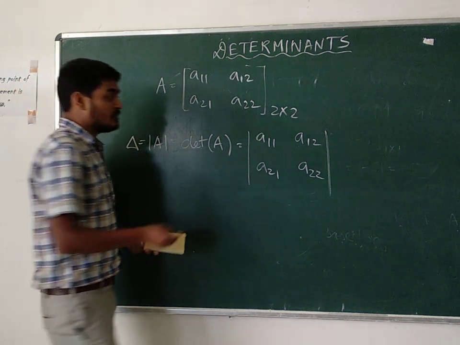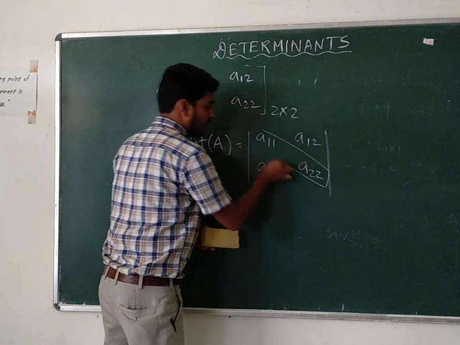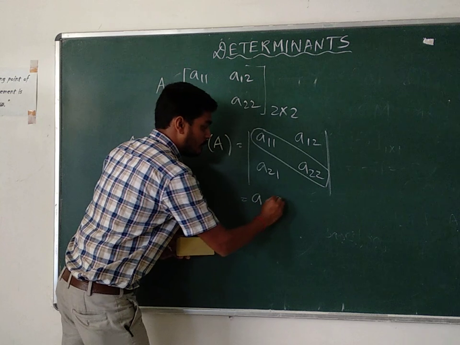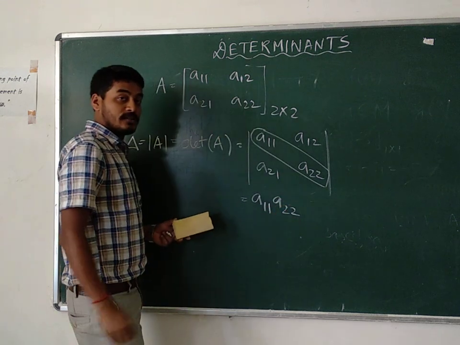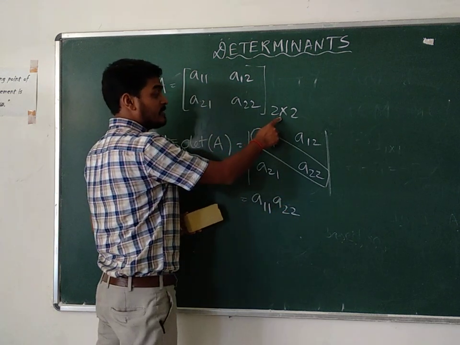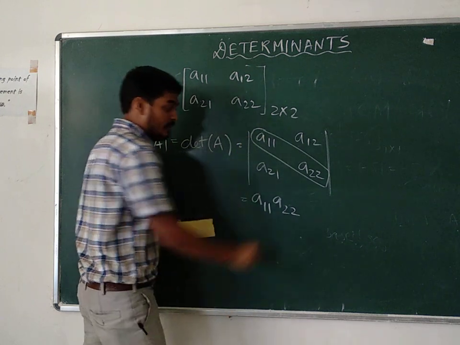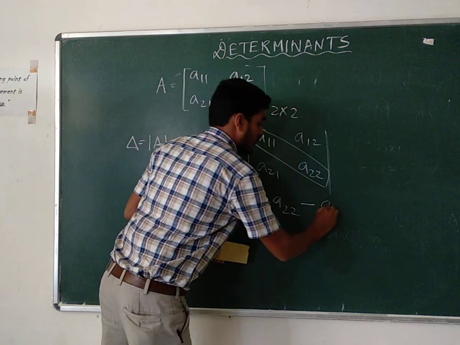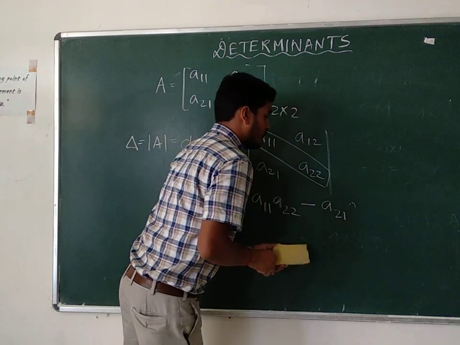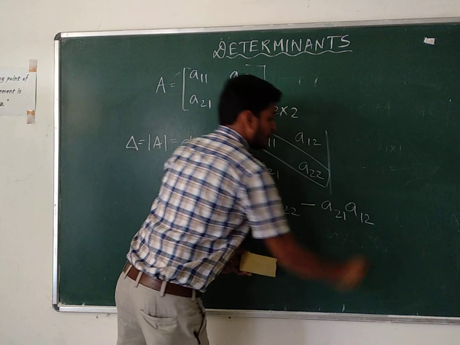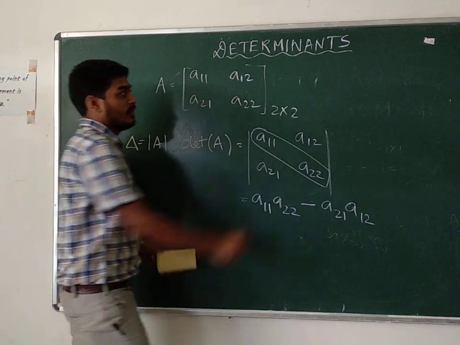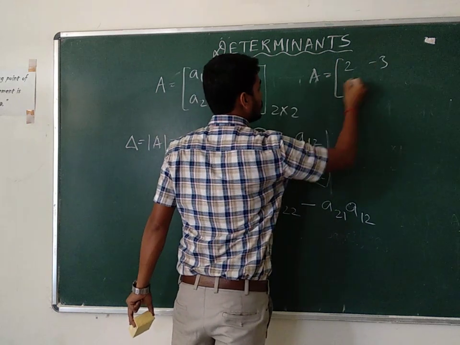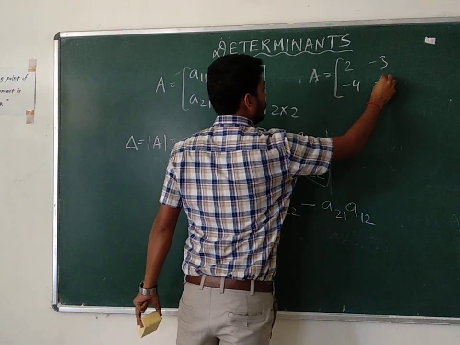In a square matrix, there are always diagonal elements. We multiply the diagonal elements, that is a11 and a22. First of all we multiply diagonally, then a minus sign should always be there to get the determinant value. Then we multiply a21 and a12. This is the formula. For example, suppose A is a matrix of order 2 by 2 with rows 2, minus 3 and minus 4, minus 1.